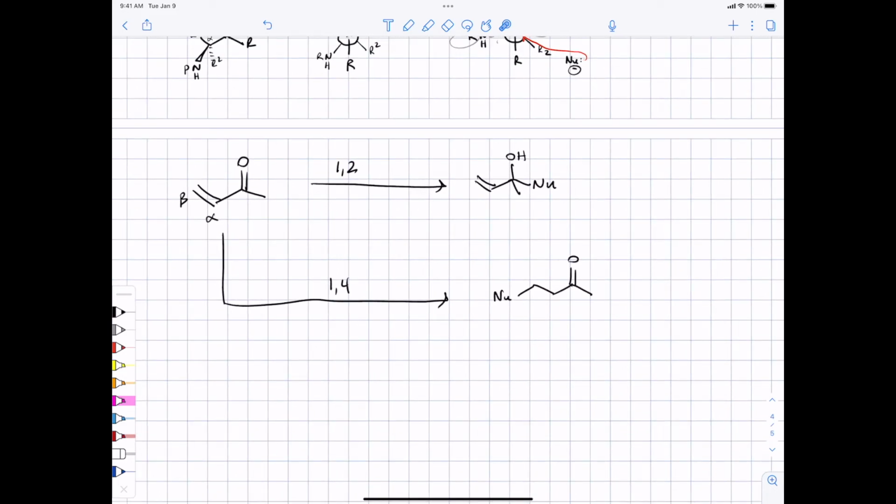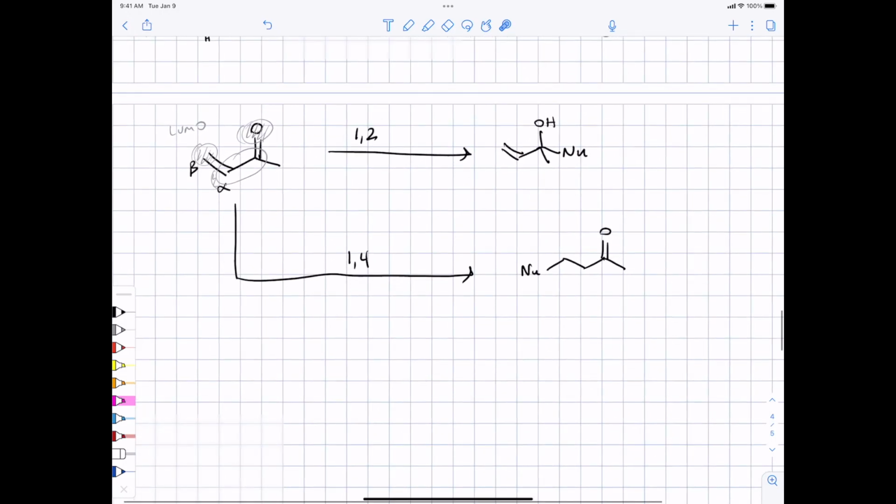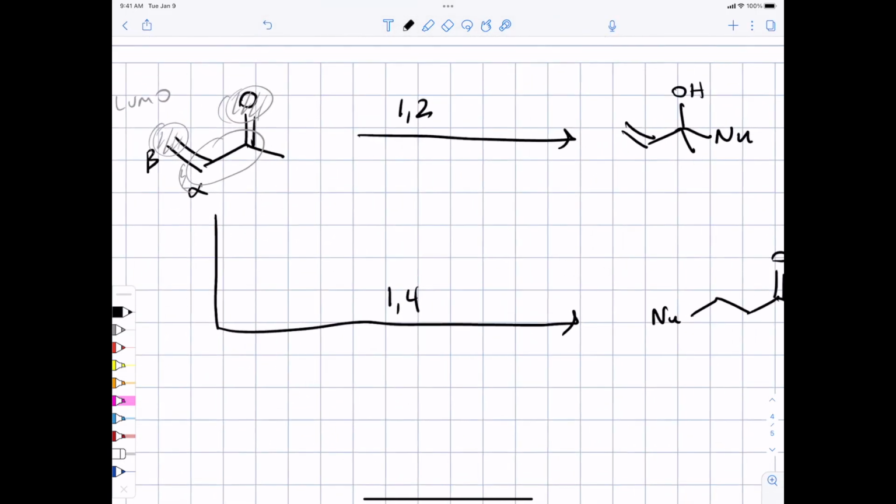The reason this can occur, of course, is that for this conjugated system, the LUMO is delocalized across all of the molecule. So we're just looking at one face of the LUMO. This is the pi3 orbital of a conjugated 4-atom system. But the LUMO is on the carbonyl carbon and it's on the beta carbon, and so we can attack at either of those places.